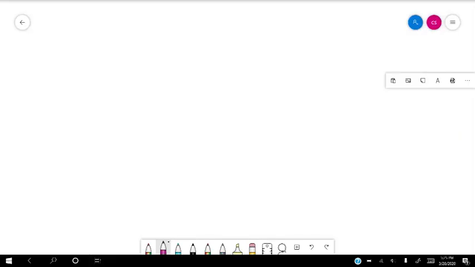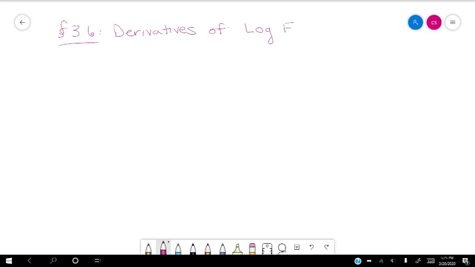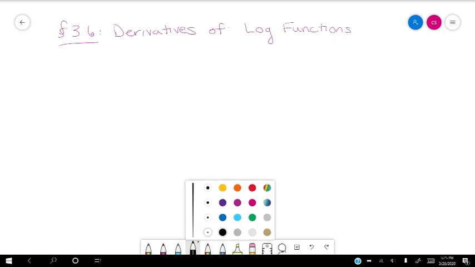All right, guys, welcome to section 3.6. We are going to be looking at more derivatives, of course, but we're going to be looking at derivatives of logarithms. Okay, so we're just going to hop to it.